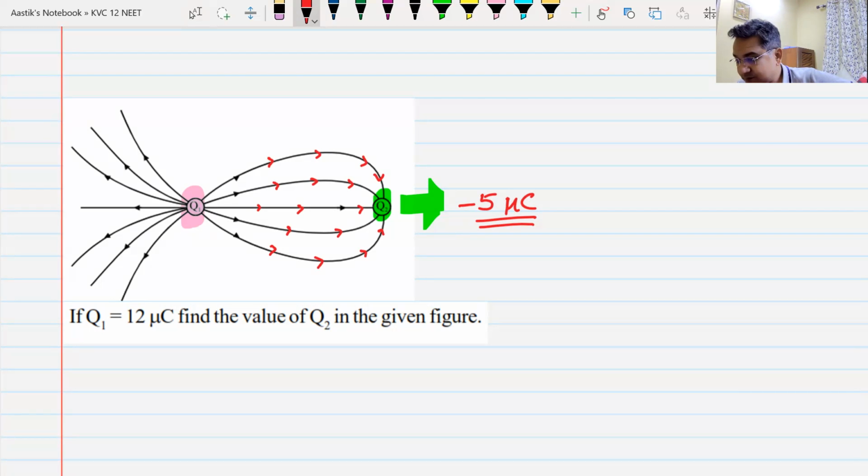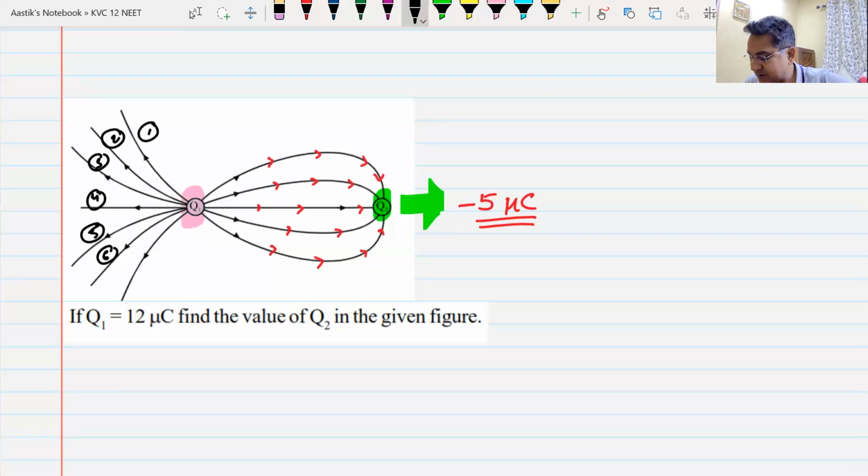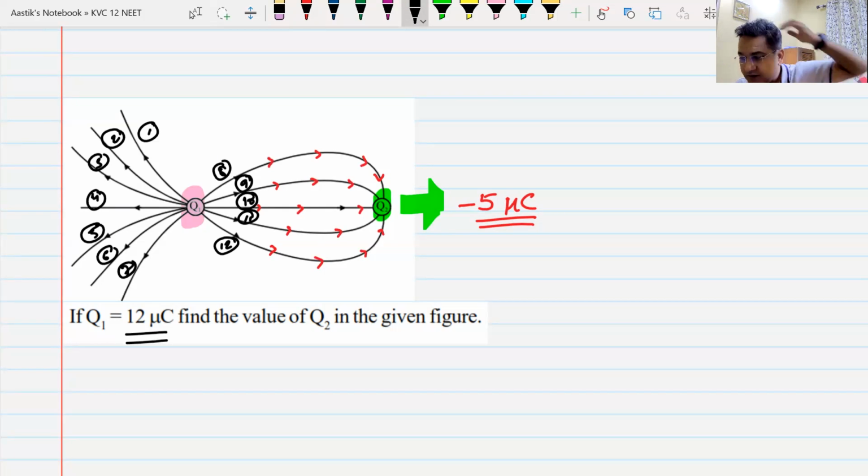Why is it 5? The number of electric field lines which are coming in or going out tells us about the magnitude of charge. You count this: 1, 2, 3, 4, 5, 6, 7, 8, 9, 10, 11, 12. 12 field lines are going out of the charge Q1, and it is given that it has a charge of 12 microcoulomb. 12 microcoulomb is making 12 lines come out of it.